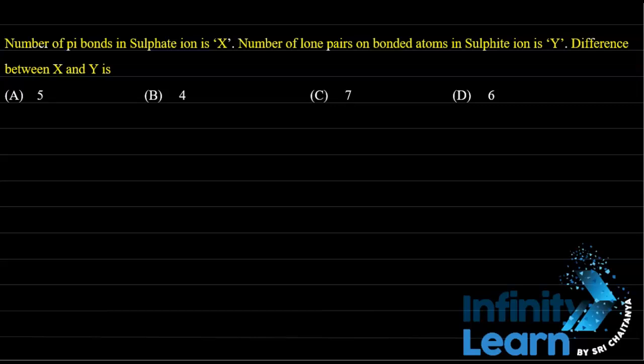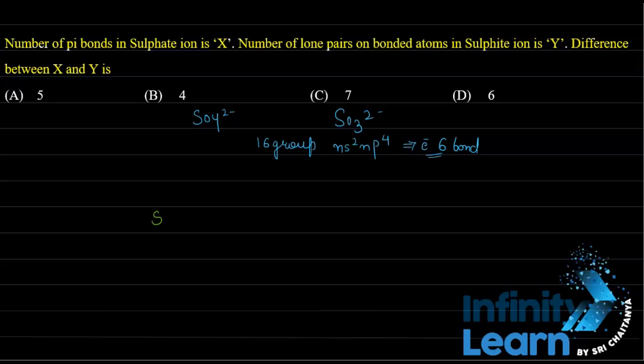Here, the sulfate is SO4 2 negative, and the sulfite is SO3 2 negative. The central atom, sulfur, in both compounds belongs to group 16, whose outermost electronic configuration is ns2 np4. This means it can form a maximum of 6 bonds because it has 6 valence electrons. So let us look at the structure.